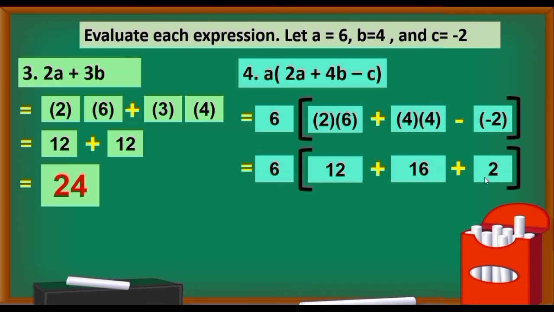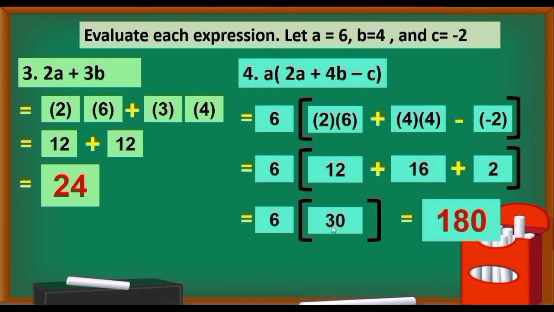Naalala nyo dun sa integers? Okay, so magpatuloy na po tayo. So unahin natin yung nasa loob pa rin po ng ating bracket. So ibababa natin ang 6. Then 12 plus 16 is 28 plus 2 is 30. Okay, and then 6 times 30 na po tayo, and that would be equals 180.